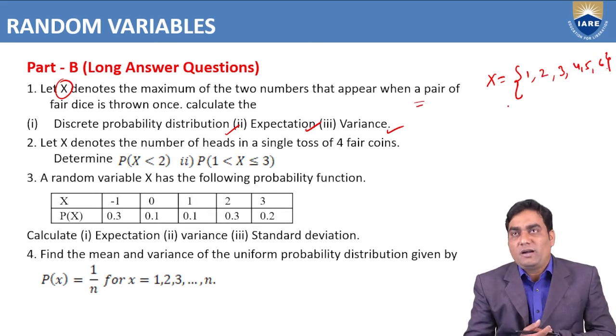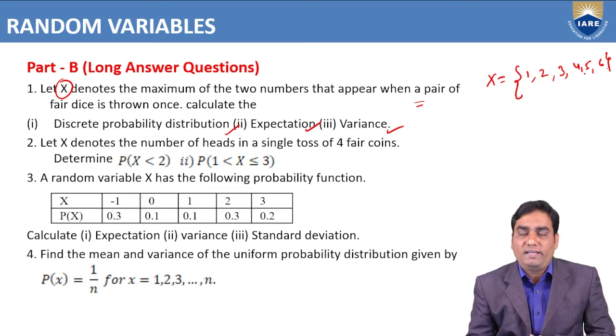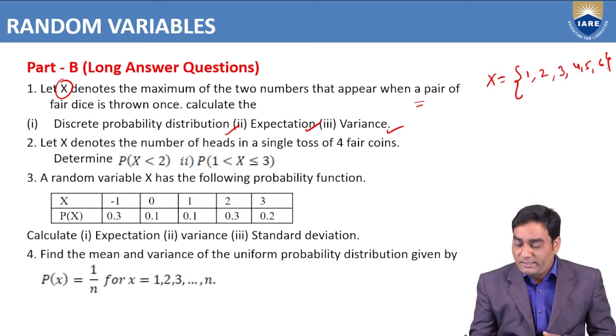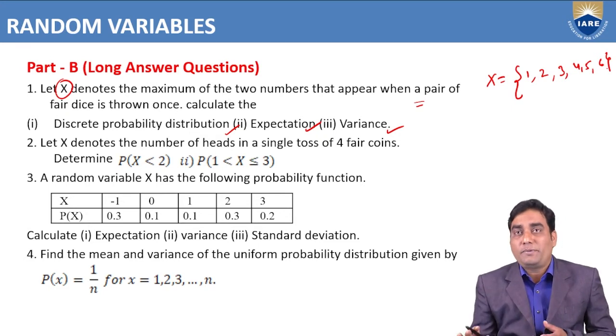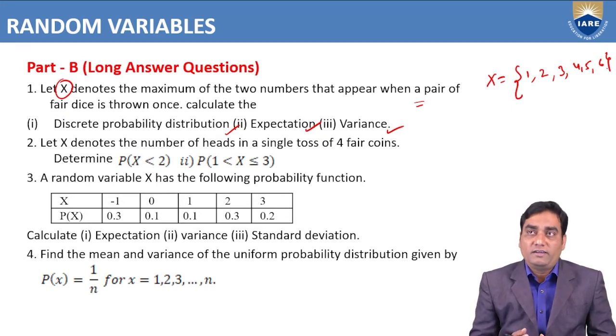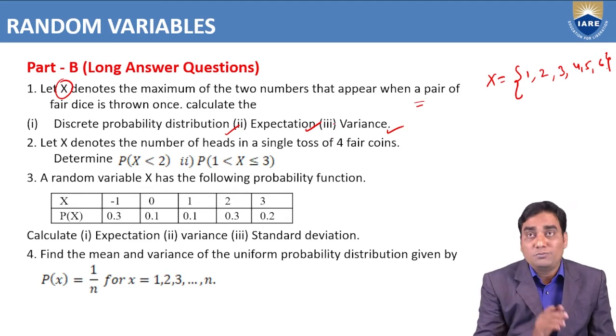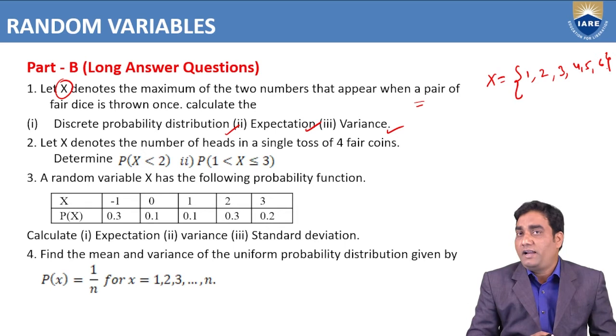Suppose if I take 5 comma 5, what is the maximum? 5, I have written. If you get 6 comma 3, what is the maximum? 6, we have written. So these are the possibilities. X I defined. Then you can find out all these 3 problems. So identifying X is most important in these random variables.